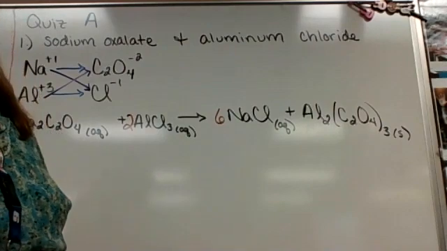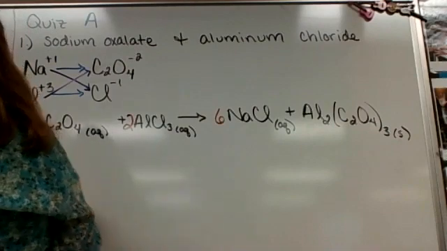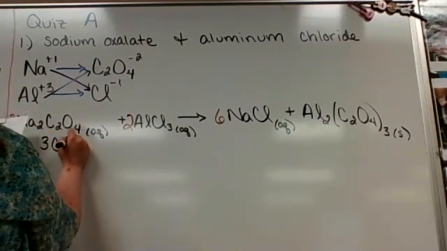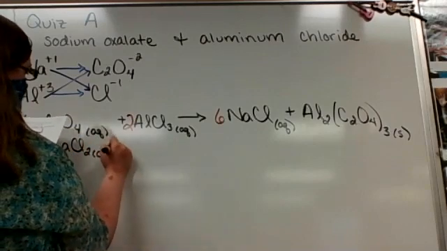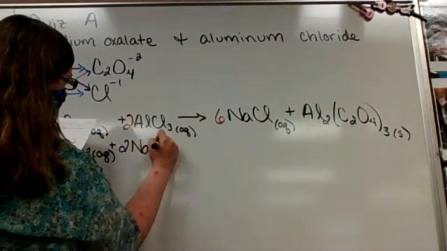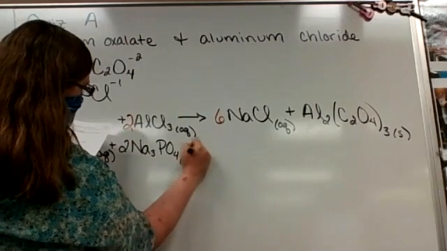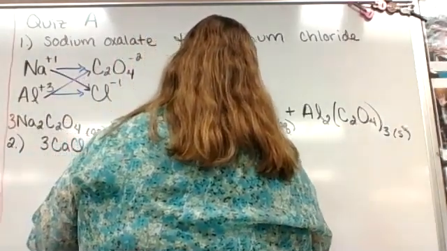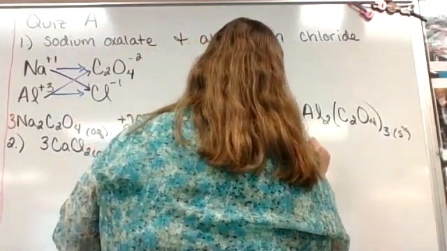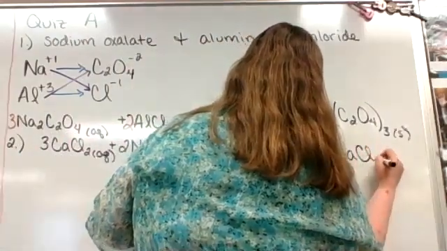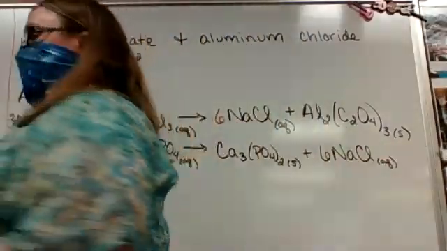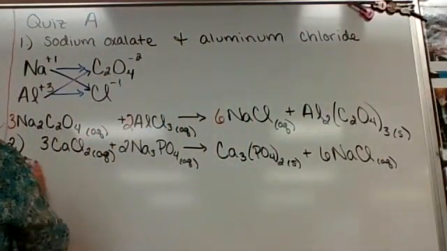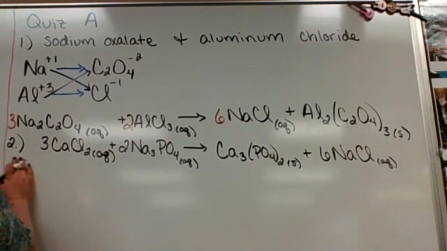All right, moving right along with this. Two. Given the equation 3CaCl2 aqueous plus 2Na3PO4 aqueous yields Ca3(PO4)2 solid plus 6NaCl aqueous. We want A, the complete ionic equation, and B, the net ionic equation.